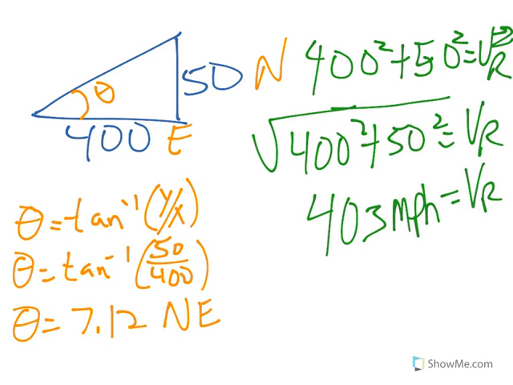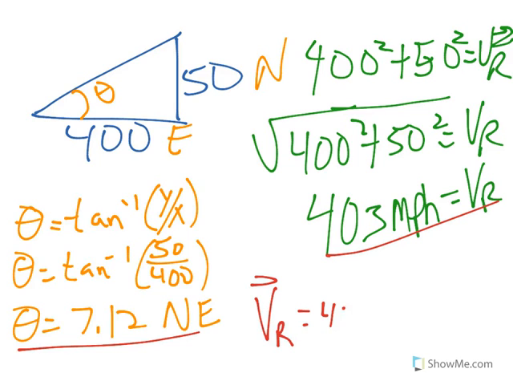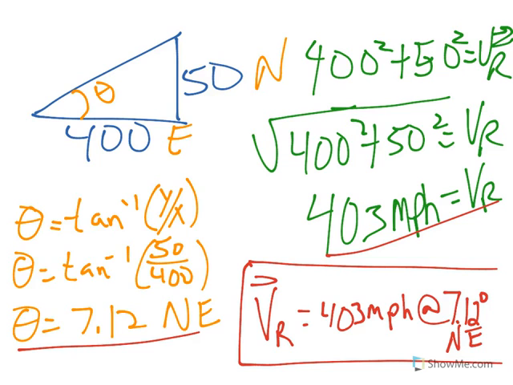Alright? And the last step was to write down all of this information together, these 2 bits of information. Then we did that by doing the resultant velocity equaled 403 miles per hour at 7.12 degrees north of east. Okay, and then this would be your final answer. Alright? So that should cover us for adding vectors.